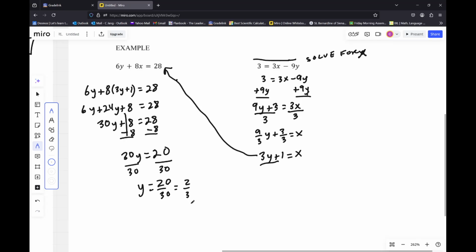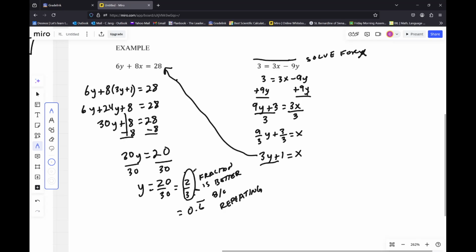Now I could write this as a decimal, but in this case, writing it as a decimal will be a little tough. Why? Because I get 0.6 repeating, and it is very tough to work with repeating decimals. So we're just going to leave it as a fraction. Fraction is better, because repeating. So I know that y is equal to 2/3.